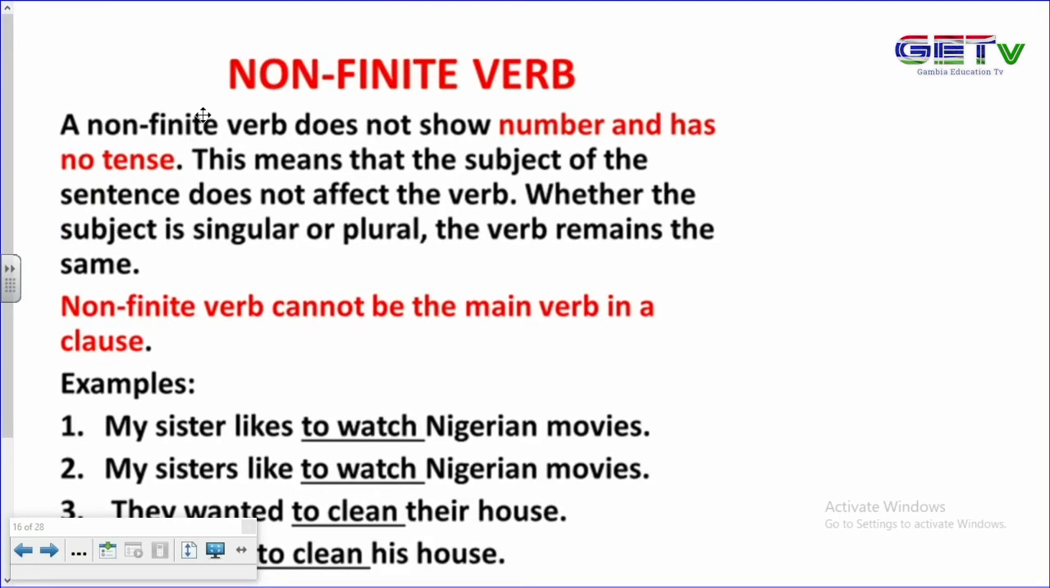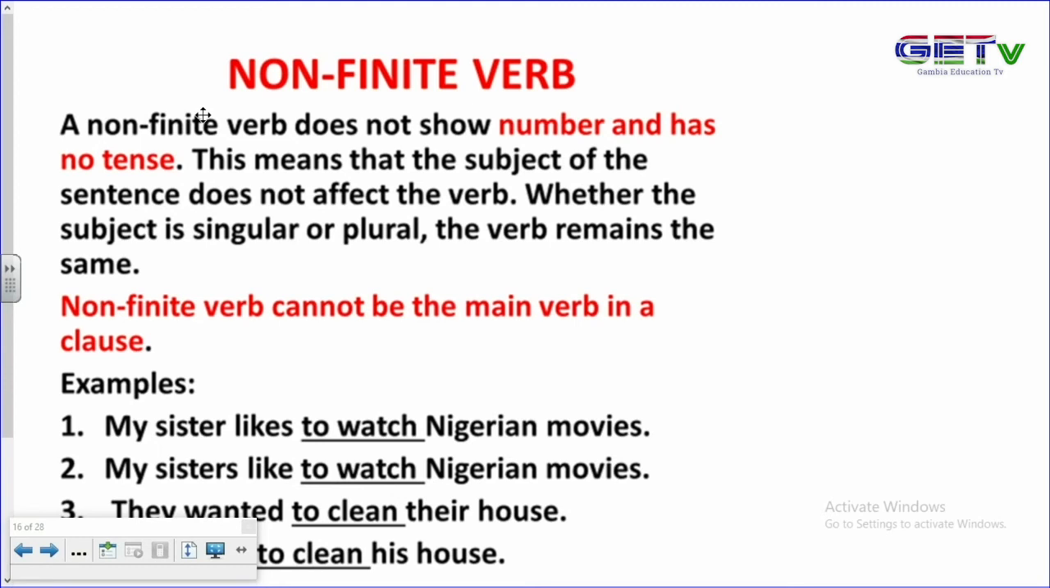We move on. Non-finite verb. A non-finite verb does not show number and has no tense, unlike a finite one. This means that the subject of the sentence does not affect the verb. Whether the subject is singular or plural, the verbs remain the same. So a non-finite verb cannot be the main verb in a clause. Let's consider the example. My sister likes to watch Nigerian movies. Here the non-finite verb is to watch. All right? So the main verb here is likes.